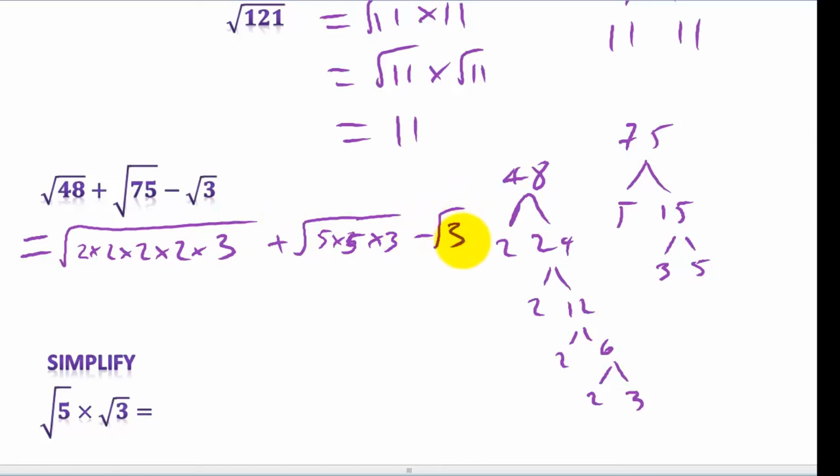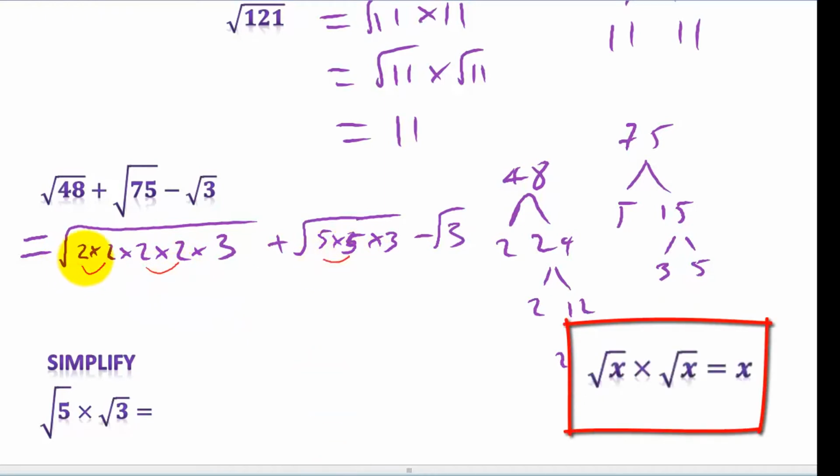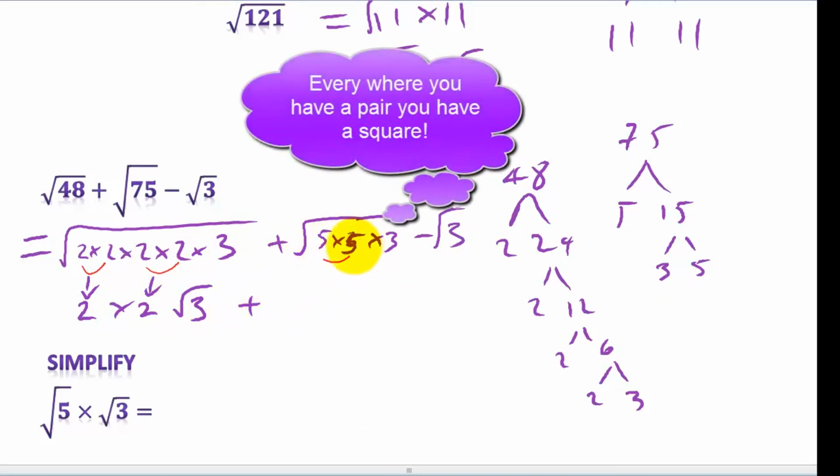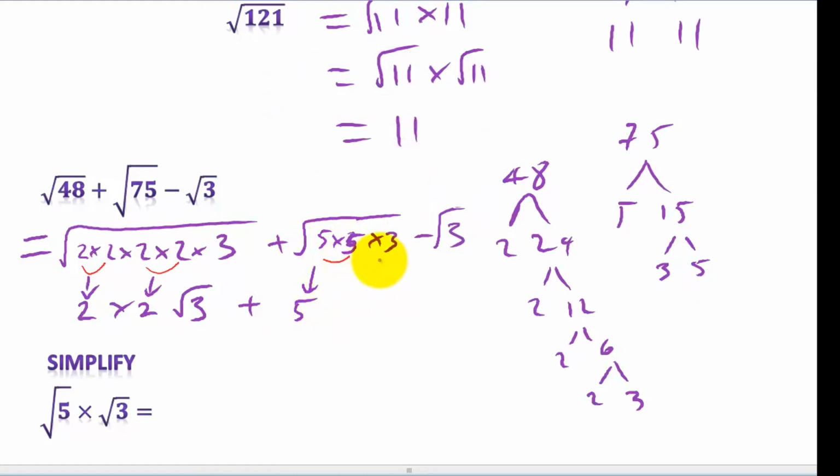Now the objective of all of this is to find square numbers. And if you think about it, everywhere you've got a pair, you have a square number. So effectively, you've got square root of 2 times the square root of 2 here, and that just gives you 2. So everywhere you have a pair, you can take it out as a number. So that gives you 2, that gives you 2, and we're just left with the square root of 3 here that we can't square root. Remember, everywhere you've got a pair, you have a square, so that just gives us 5. Because root 5 times root 5 just gives you 5, and then we're left over with the square root of 3 here. And we've just got the minus root 3.